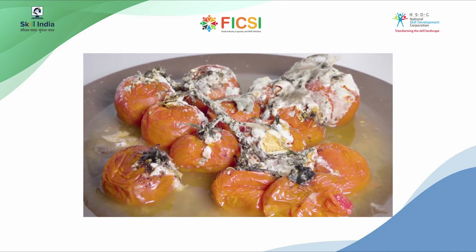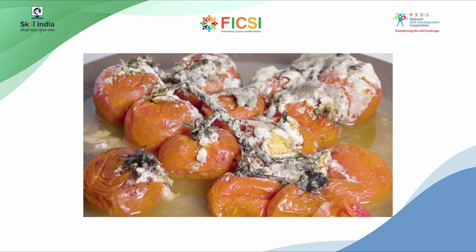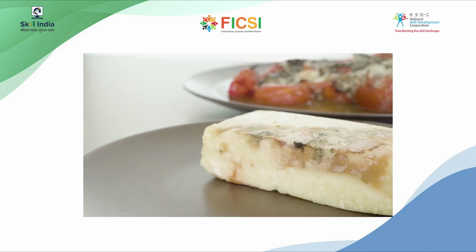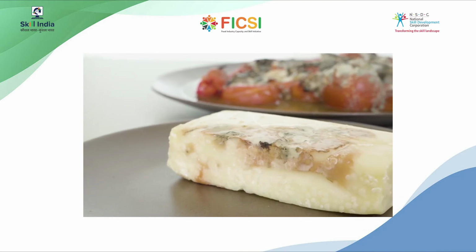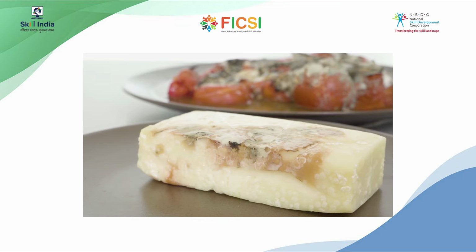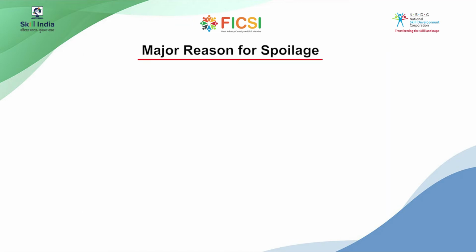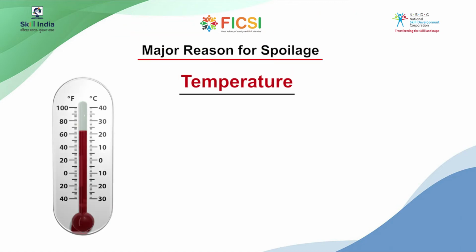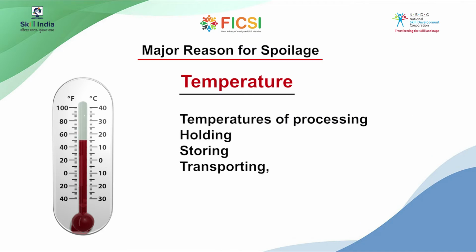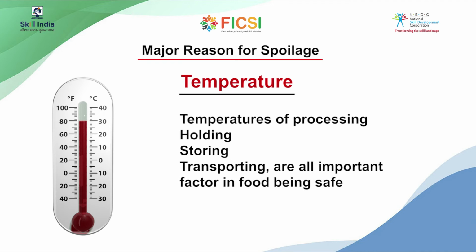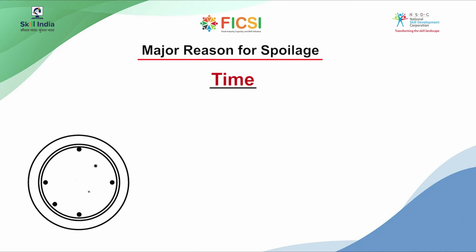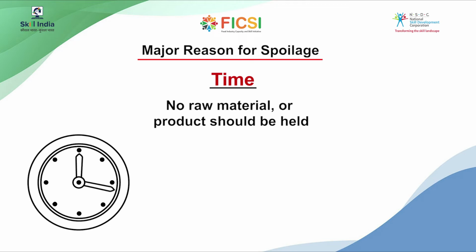Apart from contaminants, food spoilage is also a major cause for worry, as it alters the appearance and taste of food, and in some cases even makes it unsafe for human consumption. Here are some of the major reasons for spoilage of edible oils and fats. Temperature. Temperatures of processing, holding, storing, transporting are all important factors in food being safe. Time. No raw material or product should be held beyond designated shelf life.